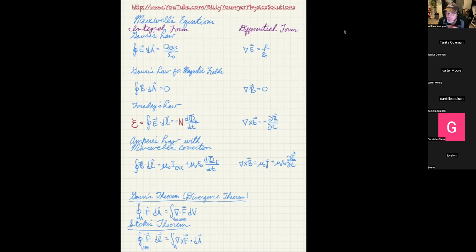because N is the number of wire loops. But basically, what it says is the induced EMF, which is that red E, is equal to negative N dΦ_B over dt, where Φ_B is the magnetic flux, the integral of B dot dA. Okay. If you have only one coil of wire, then N is 1. You don't have to do anything.